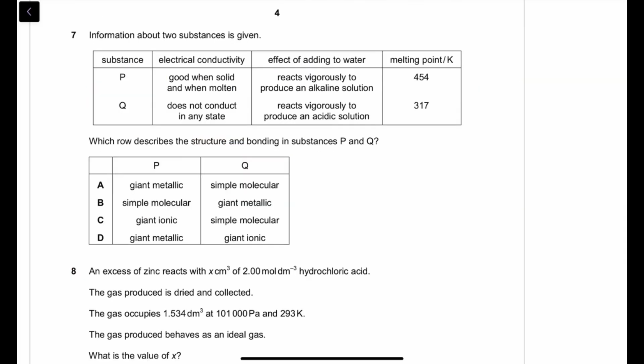Question number 7. Information about 2 substances is given below. Which row describes the structure and the bonding in substances P and Q? So let's take a look at substance P first. It's good when it's solid. The electrical conductivity is good when solid and when molten. When solid infers that it is a metal.